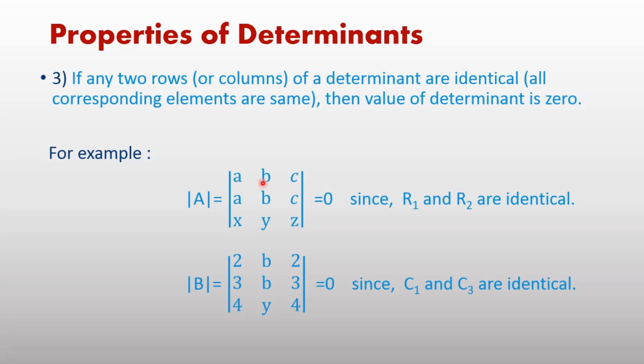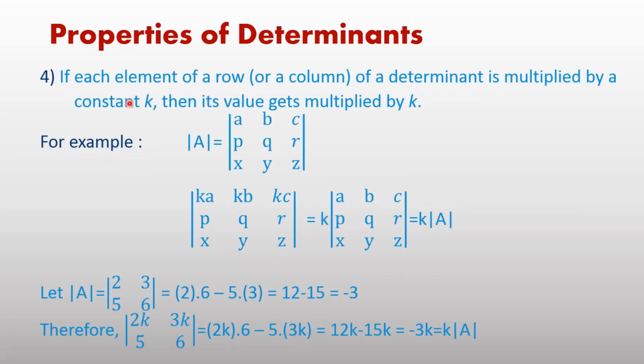If you expand it, after solving you will get 0, but there is no requirement to expand it. Directly you can use this property. Whenever you get any two rows or any two columns identical, then you can say its value is 0. Directly you can write the result. That is the third property.